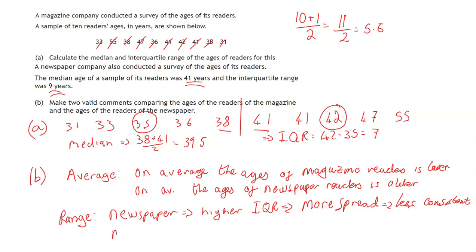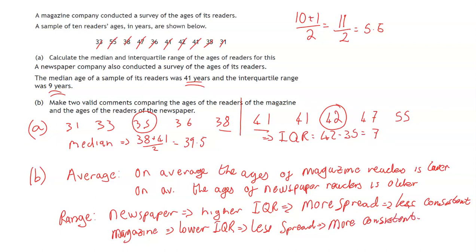However, if we looked at it from the magazine point of view, so we looked at it from the other way, what we could say is there's a lower interquartile range there. What that means is there's less spread, therefore there's more consistency. So we could look at it from either of those two perspectives. The bottom line is you have to make one comment on the consistency involving the range.